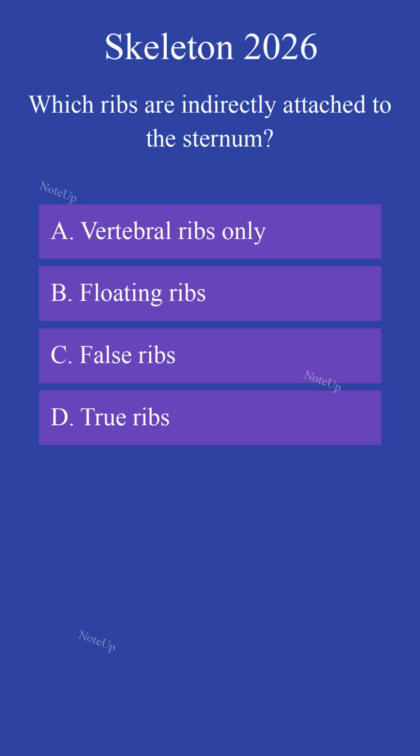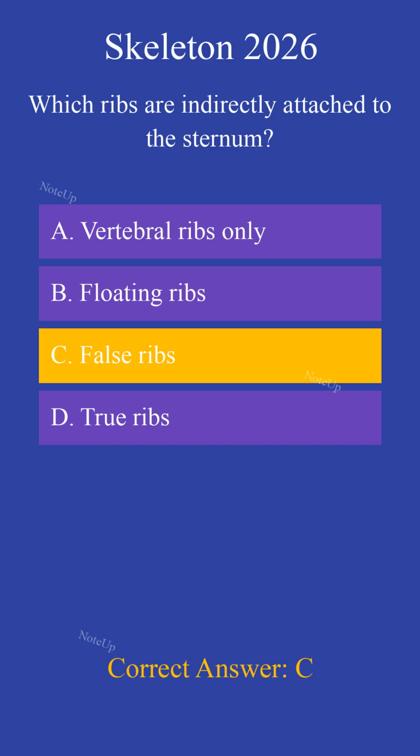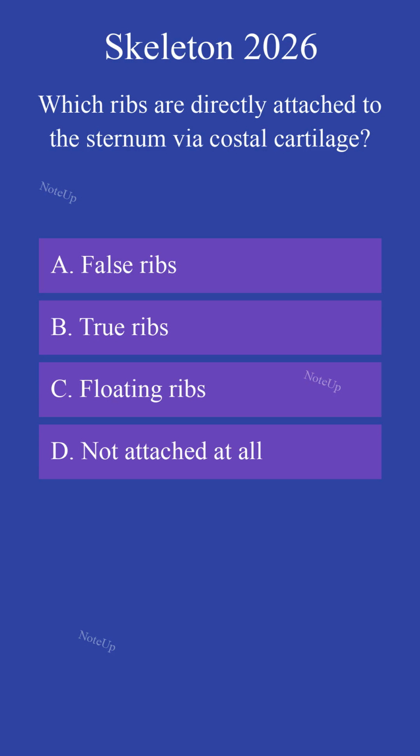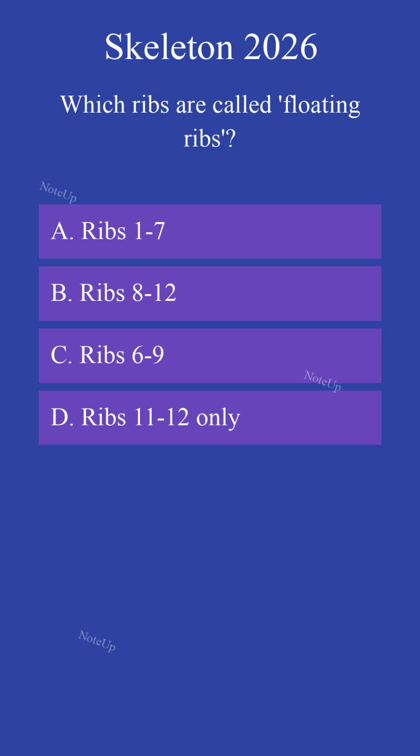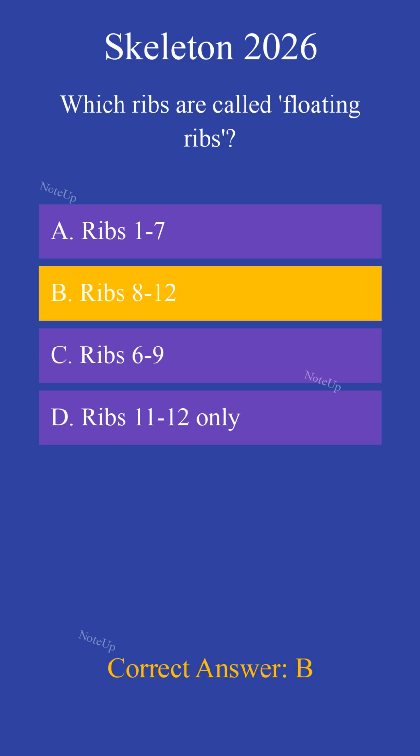Which ribs are indirectly attached to the sternum? The correct answer is C. False ribs. Which ribs are directly attached to the sternum via costal cartilage? The correct answer is B. True ribs. Which ribs are called floating ribs? The correct answer is B.